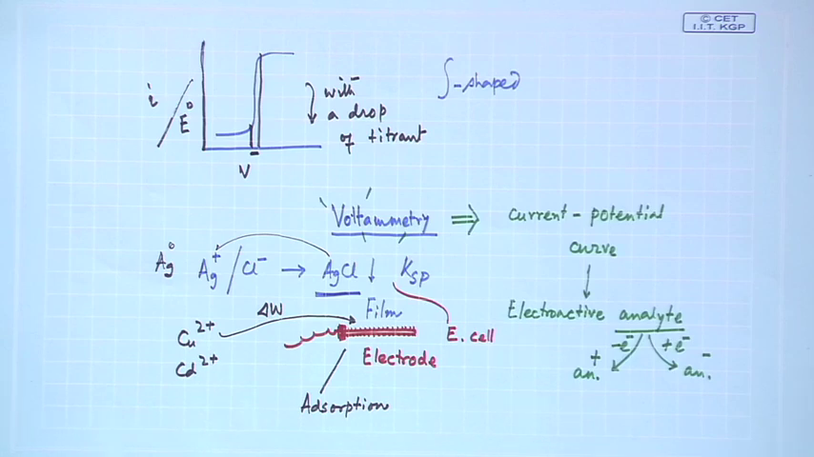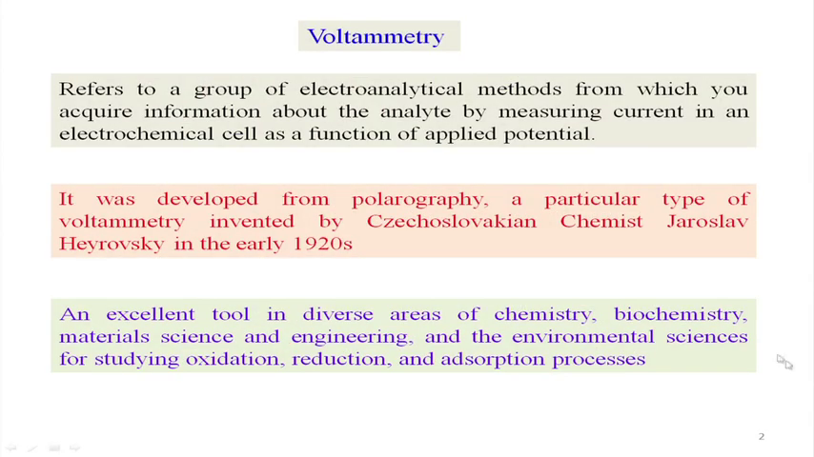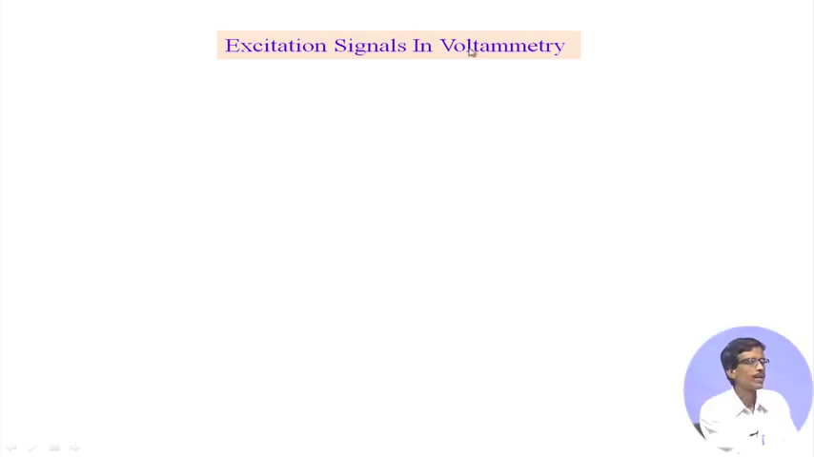That means this particular type of adsorption as well as the dissolution process from the electrode surface can also be monitored. So, these oxidation, reduction and adsorption processes can be monitored by means of this polarographic technique, or the most advanced one, your voltammetric technique. So, during this voltammetric process, we use different excitation signals, and we will be moving towards a process known as cyclic voltammetry.